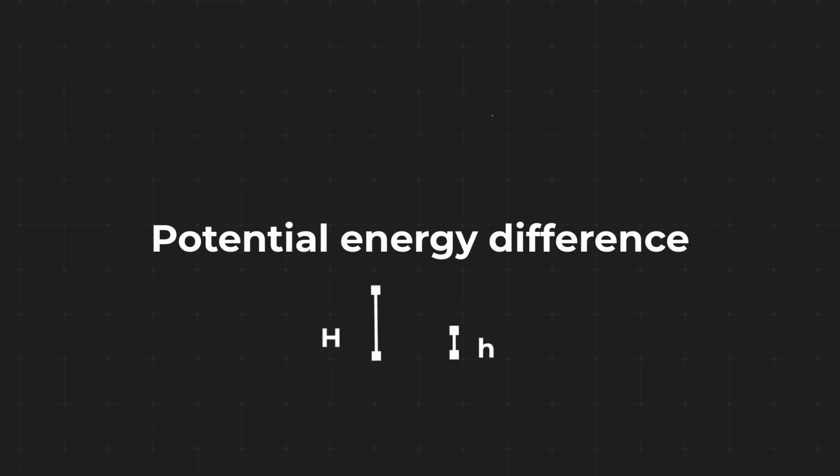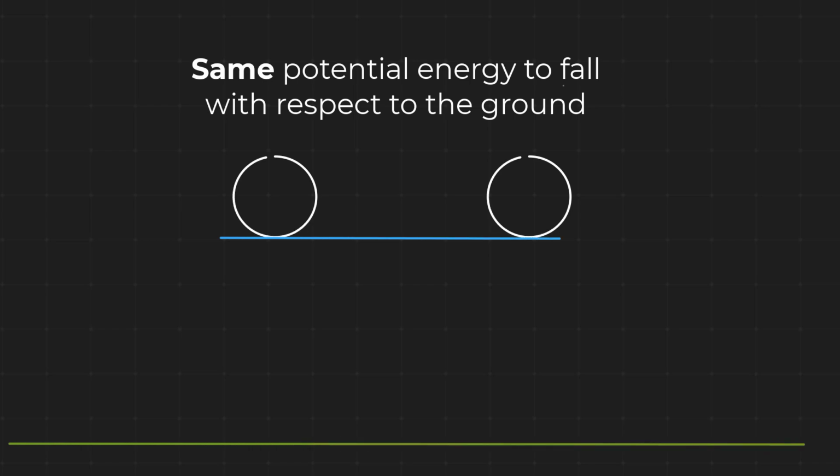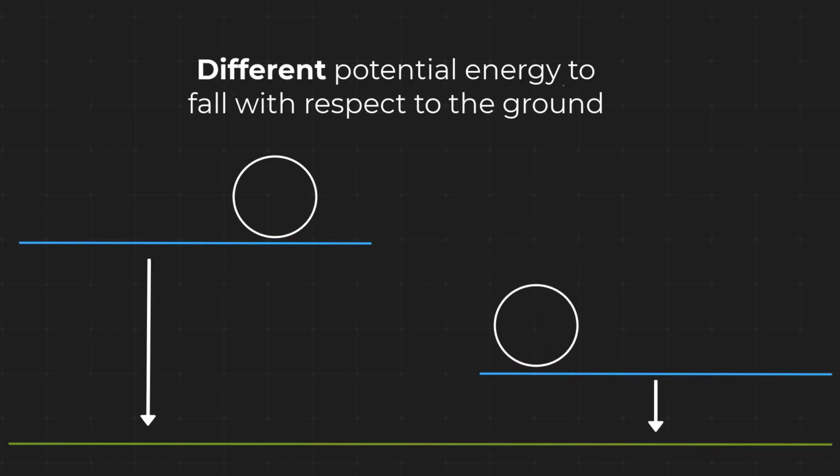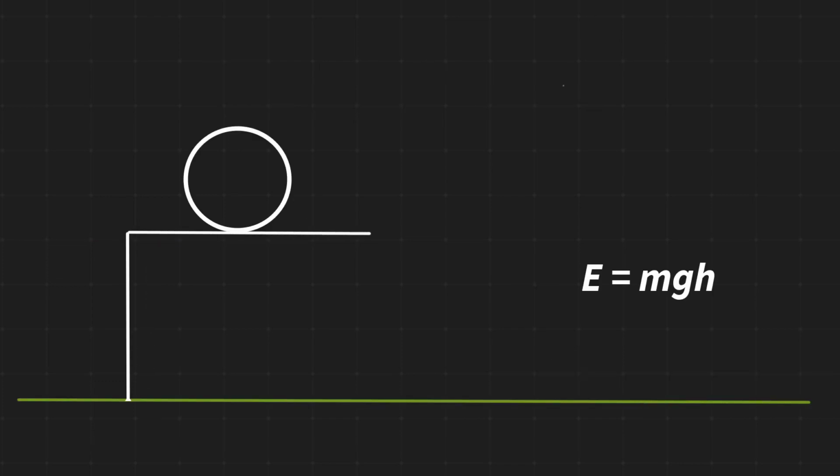This is due to potential energy difference. Potential energy is the energy that a body possesses in terms of its position against another object. For example, if you hold a ball in the air, potential energy will be m times g times h, where m is the mass of the ball, g the gravity of the earth, and h the height where the ball is being held.